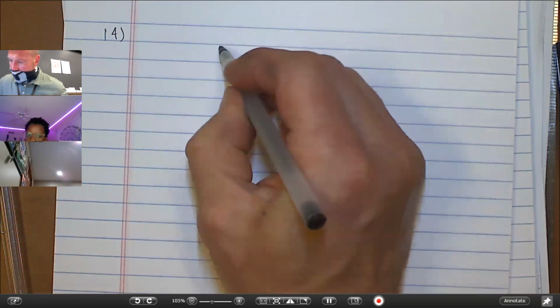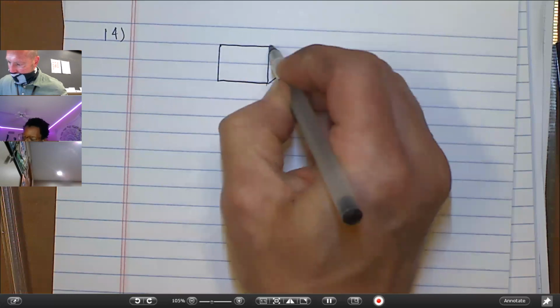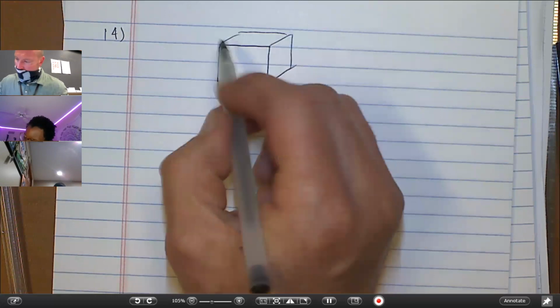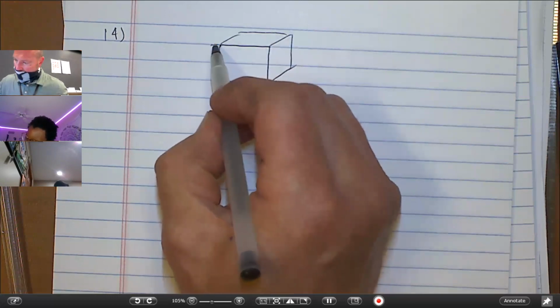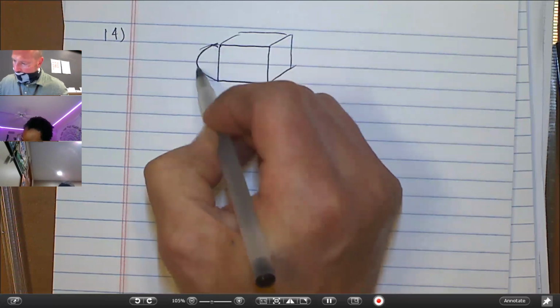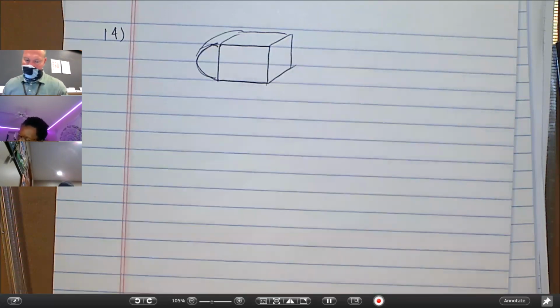Number 14. I'm going to redraw it. Don't put all of the dimensions in it yet. I'll do my best to draw this here. It's kind of hard. Something like that. All right. So actually we will draw the dimensions in.